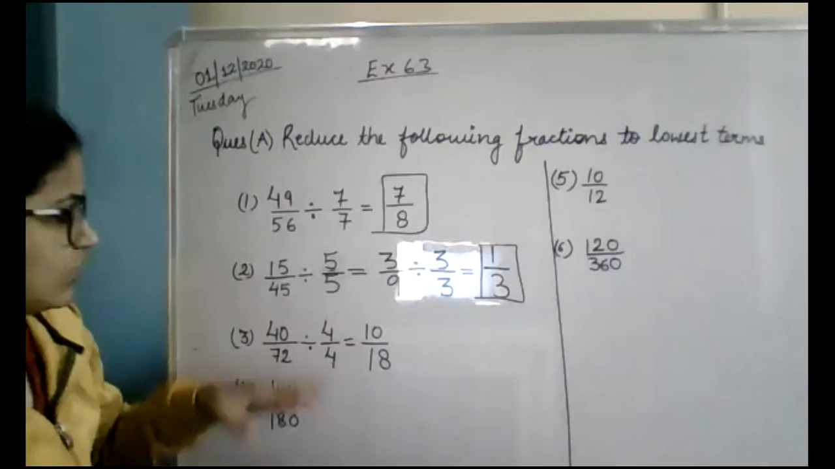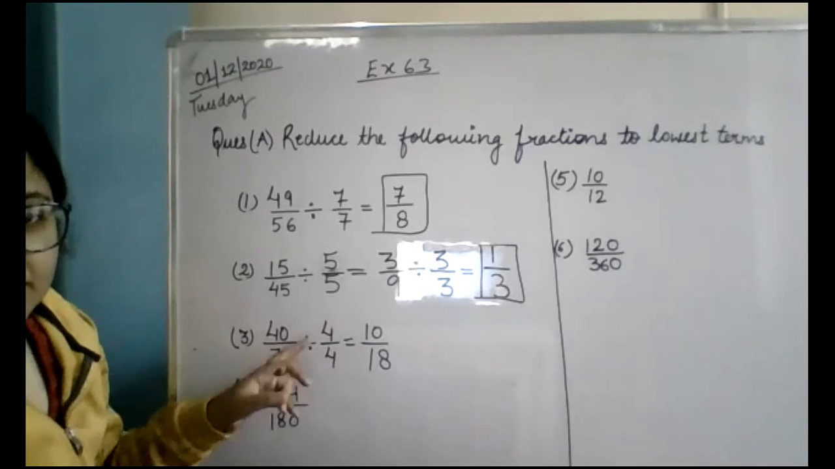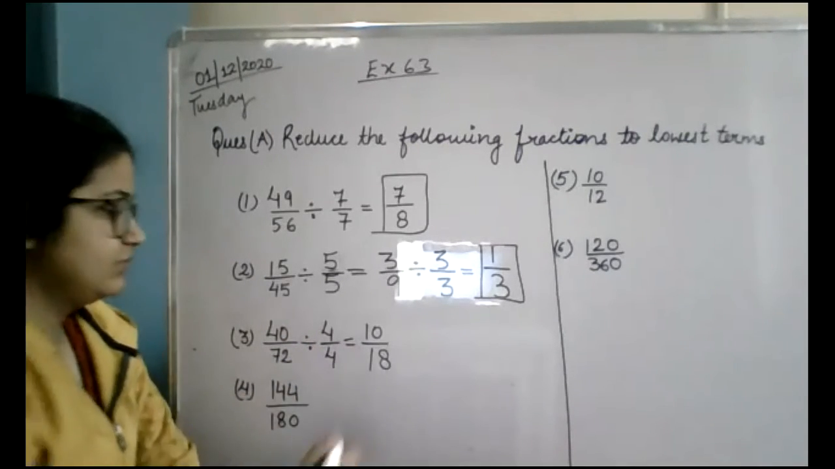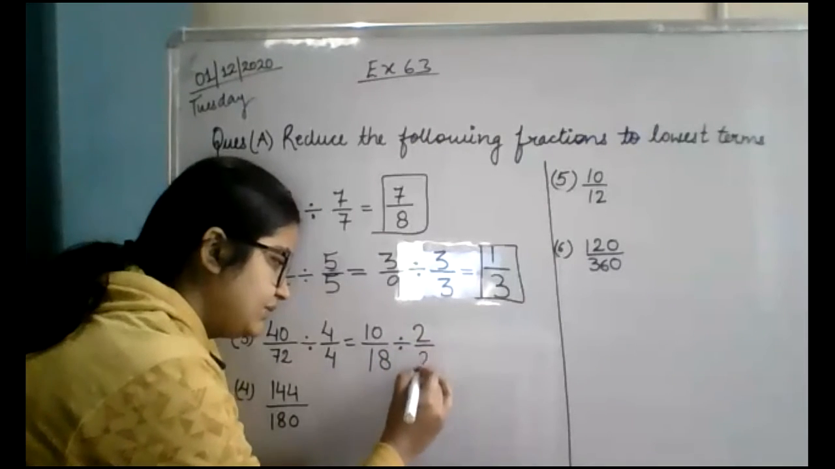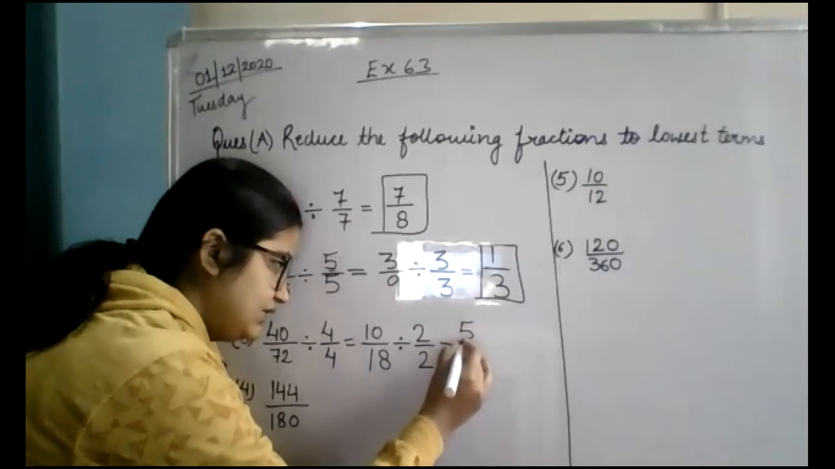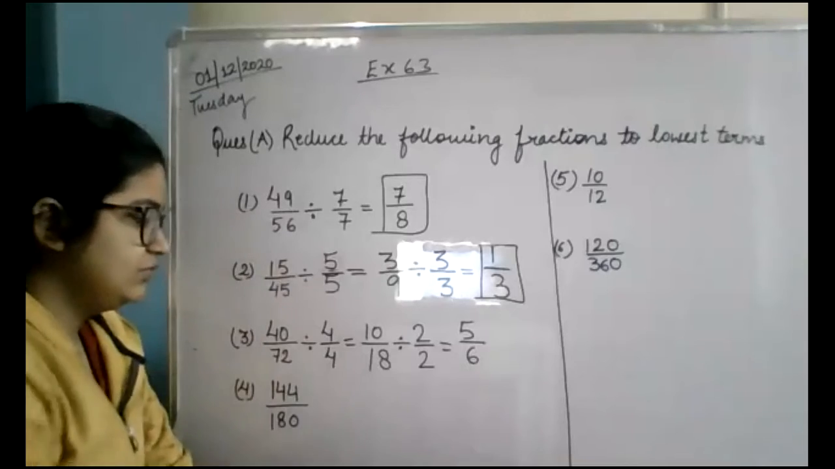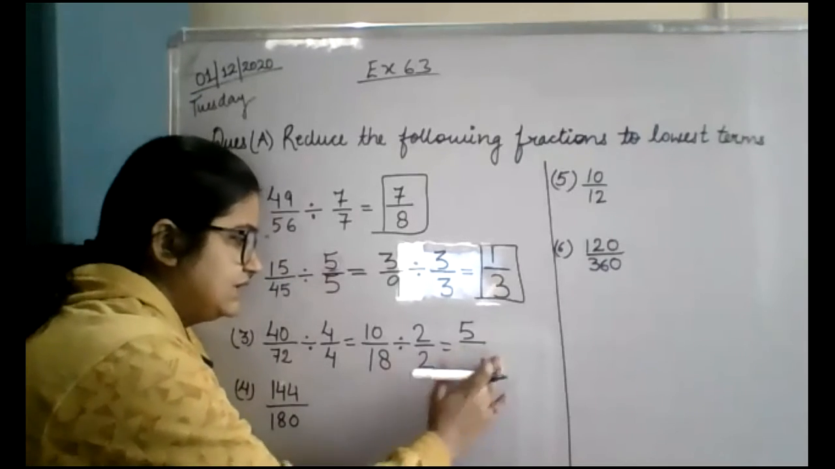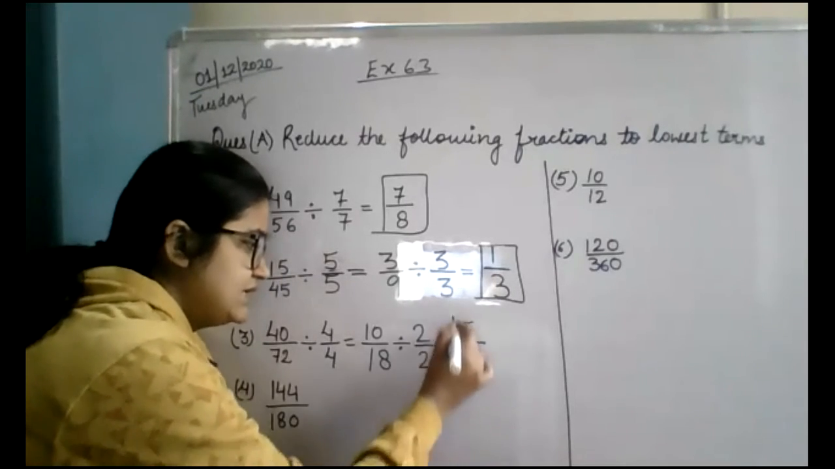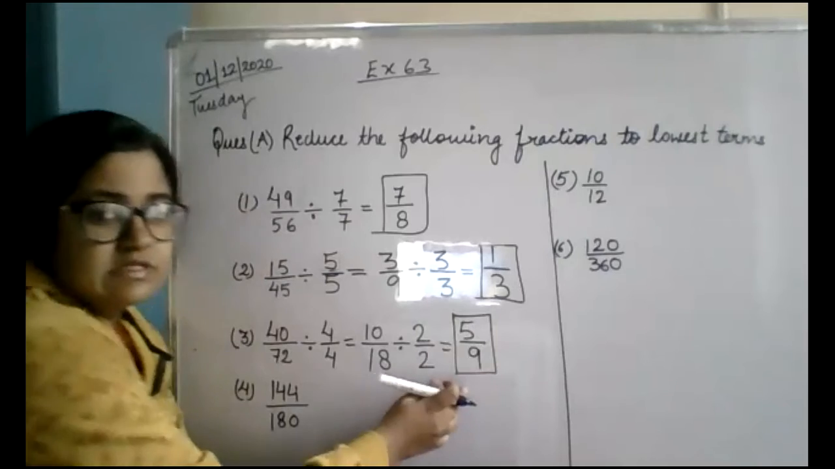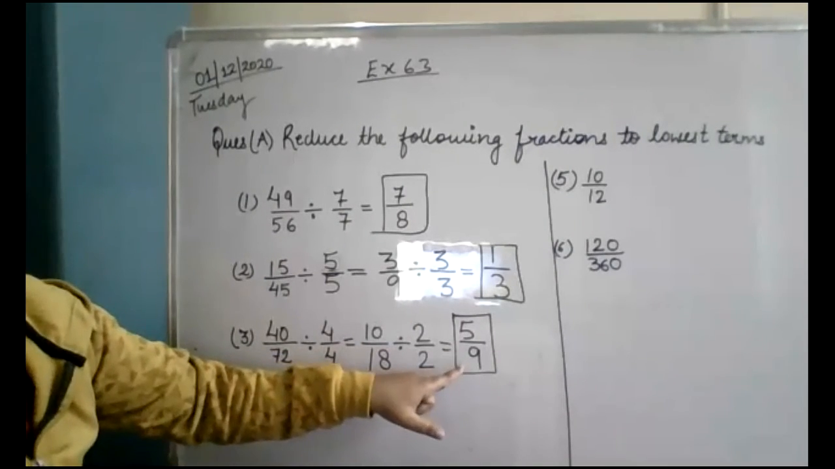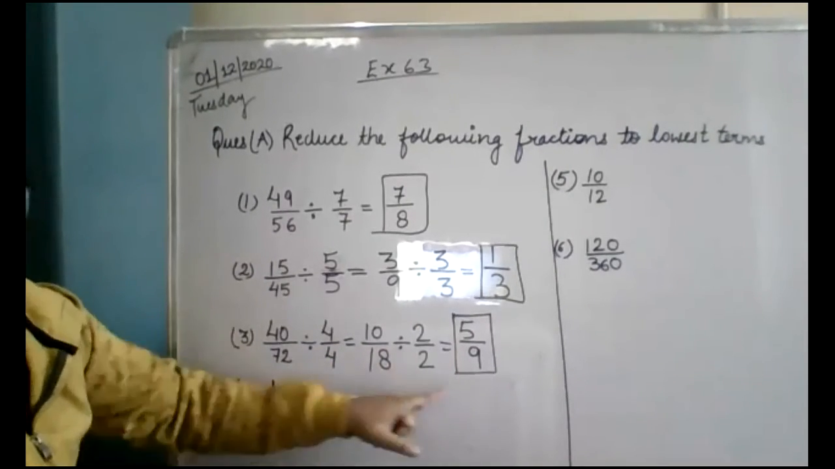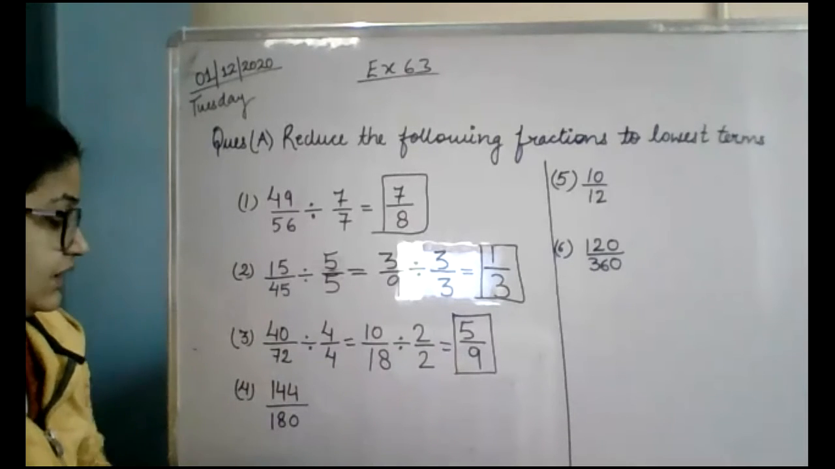2. And beta, you could have directly done this with 8 also. 8 5s are 40, 8 9s are 72. You can divide both numerator and denominator by 2. 2 5s are 10 and 2 9s are 18. 5 upon 9 is the only correct answer. Here answers may change, but the final answer should be this only. Somehow, the final answer should be this.